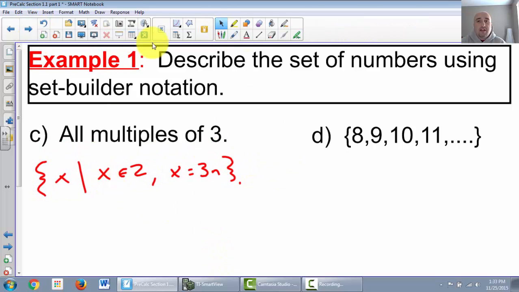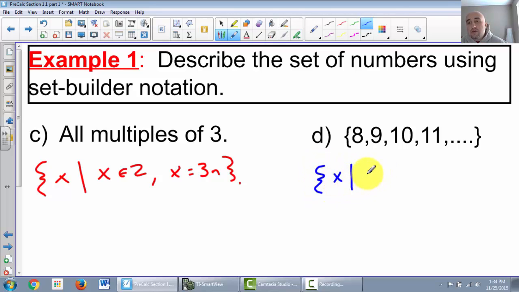This is pretty tough. It's not easy stuff. We'll talk more about them in class as well. All right, so here we go. So this one goes from 8 to 11. Okay, and it keeps going on and on. That's what the dots mean. So x numbers. What set are we in? Counting numbers, 8, 9, 10, 11. So we're going to do naturals again, just like that one.